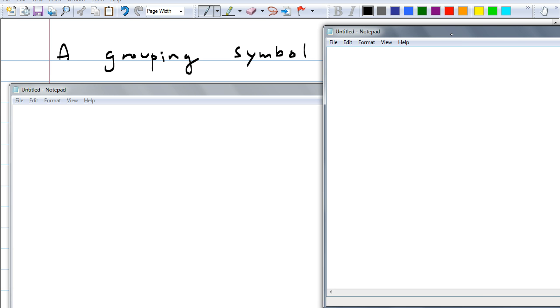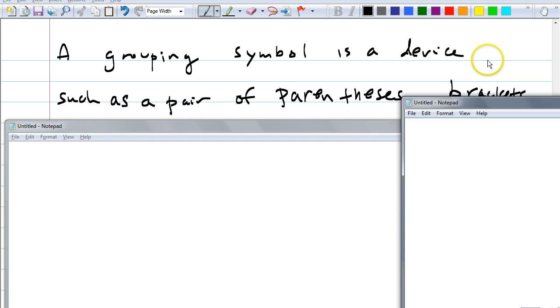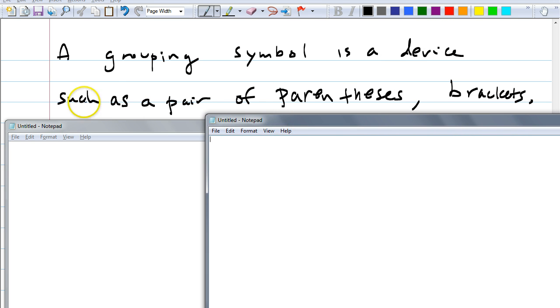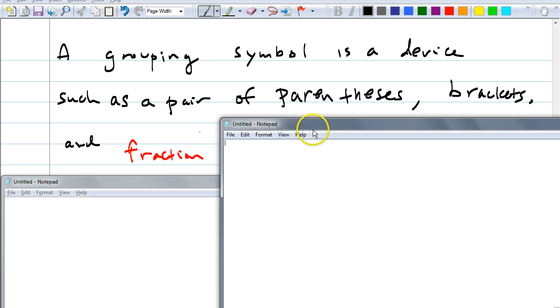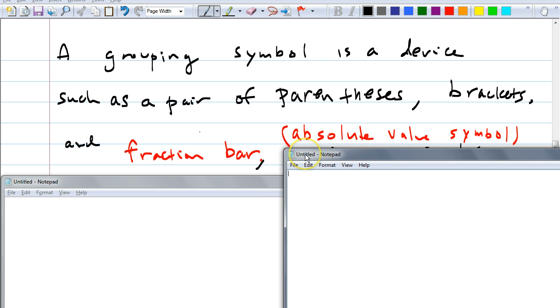This one is sort of invisible. You can't really see this one. Turns out there are 2 other ones. So you have parentheses and brackets already. The third type is, I don't know if you ever thought of this, the fraction bar. Fraction bar is a grouping symbol, it turns out. Also, you could add the absolute value symbol. When you have an absolute value symbol, you have to do the thing inside the absolute value first. It's sort of a grouping symbol too. Does that make sense? So go ahead and write this down.